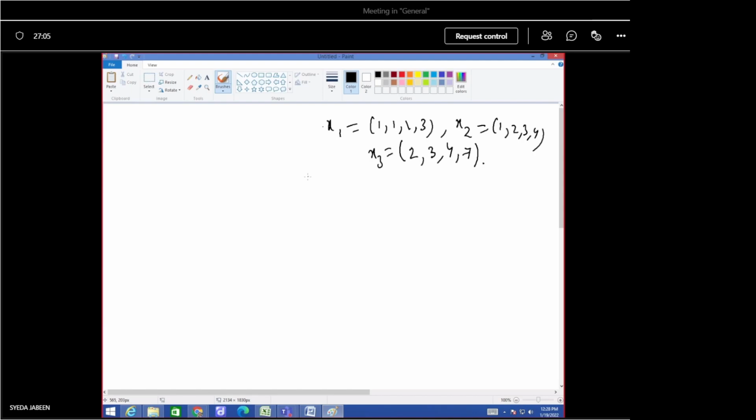Okay, now prove whether the vectors are linearly independent or dependent. If they are dependent, then find the relation.